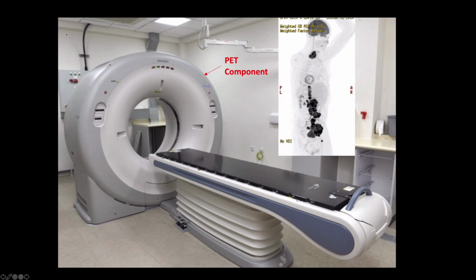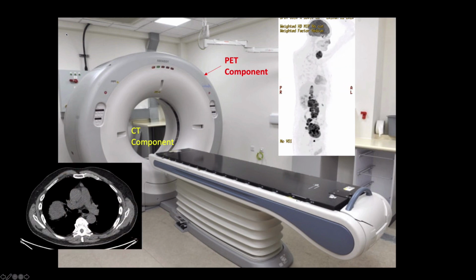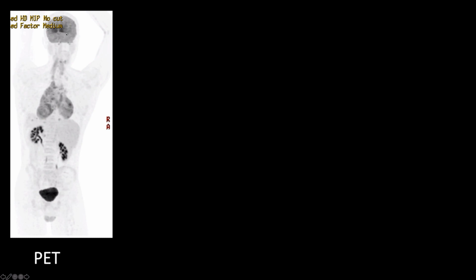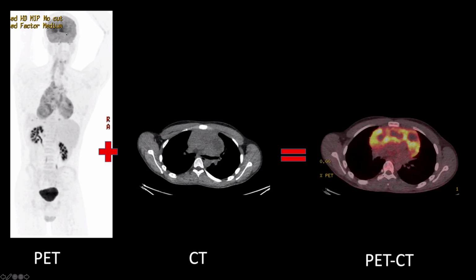So as soon as the patient has had that, they immediately get put further through the ring and we acquire our CT component. We take the PET image and we combine it with the CT image to create a fused PET CT. And this is what hybrid imaging is all about. We've got the functional information of the PET scan and the anatomical information from the CT scan to give a very sensitive and specific test. And this is one of the forefronts of imaging in medicine as a whole.